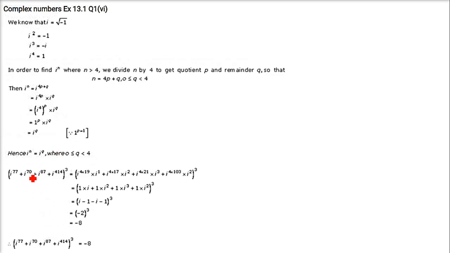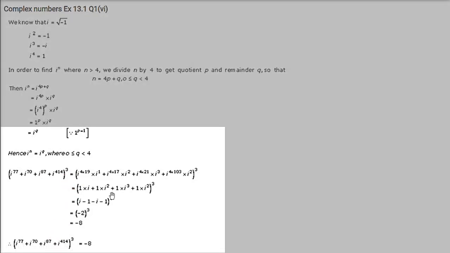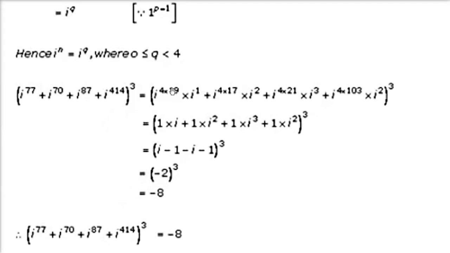Next is i to the power 77 till i to the power 414. Same thing we are going to do here. This we are going to write as 4 into 19, which is 76, 76 plus 1. This is 4 into 17, which is 68, 68 plus 2. 87 is 4 into 21, which is 84, 84 plus 3. Now this 414: 4 into 103 is 412, and this is i square. Now this is 1, this is 1, this is 1, this is 1. This is i square, which is minus 1.